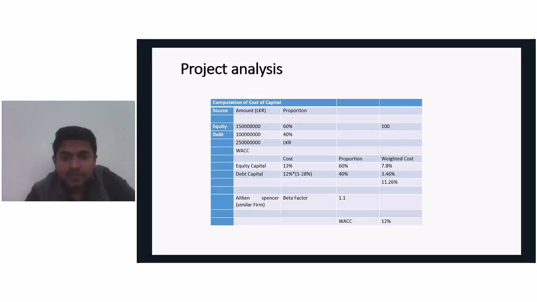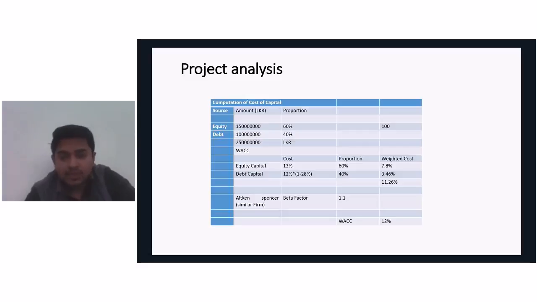And for the debt capital, I have considered 12% as the interest rate. From that, I have deducted the 28% corporate tax. I have arrived at these figures. And the final figure is 11.26% as the weighted average cost of capital.